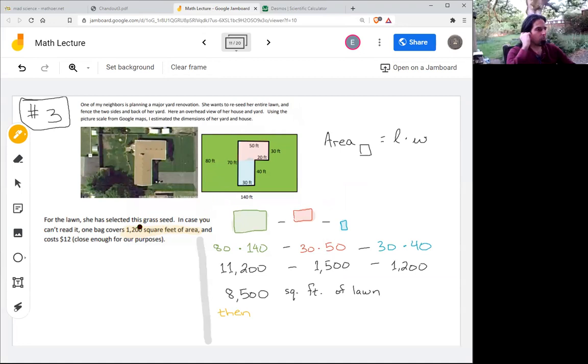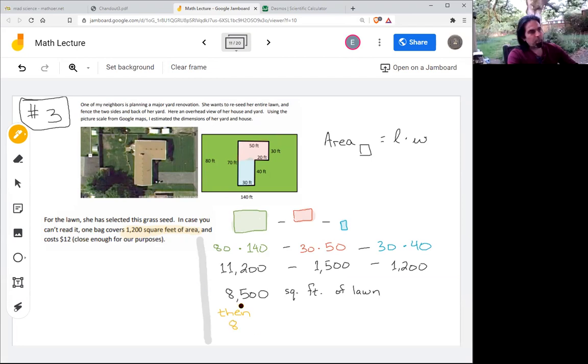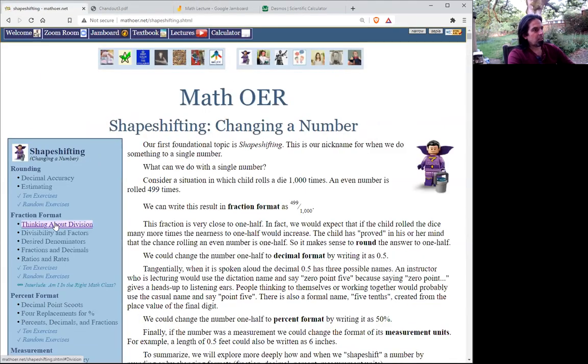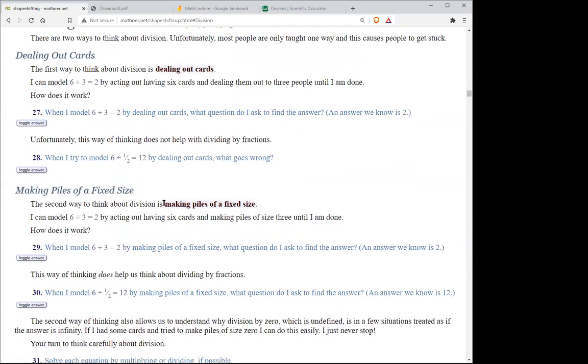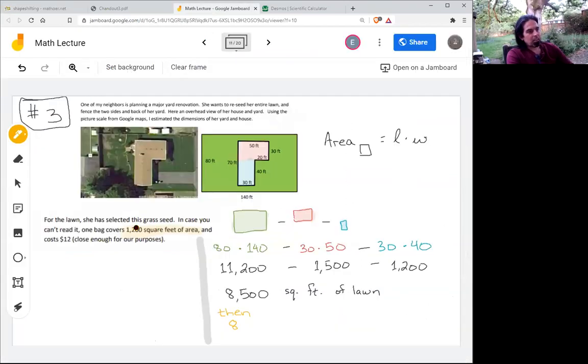Okay, well, back to the yellow part. What do I do with this 1,200? How many bags do I need? Would you divide it by the 8,500? Yes, remember we talked about division a long time ago, very first class. And if you think about making piles of a fixed size, that's what we're doing. How many piles of 1,200 do we get out of 8,500?